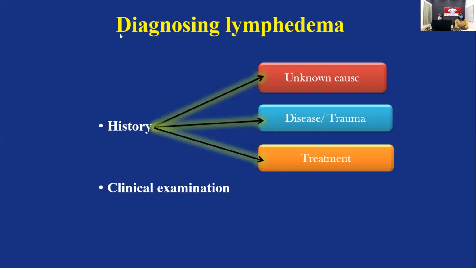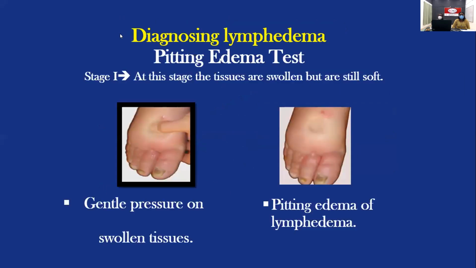After history taking, you can do the clinical examination. How can we do the clinical examination? There are 3 stages of lymphedema. The first stage is the pitting edema stage. In this stage, you can apply gentle pressure on the swollen tissues and you can see your finger pressure on that area. So that is stage 1.